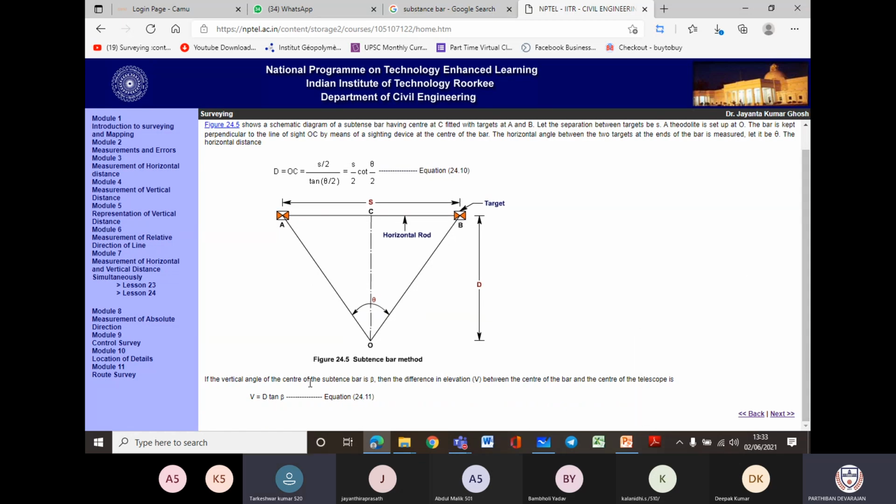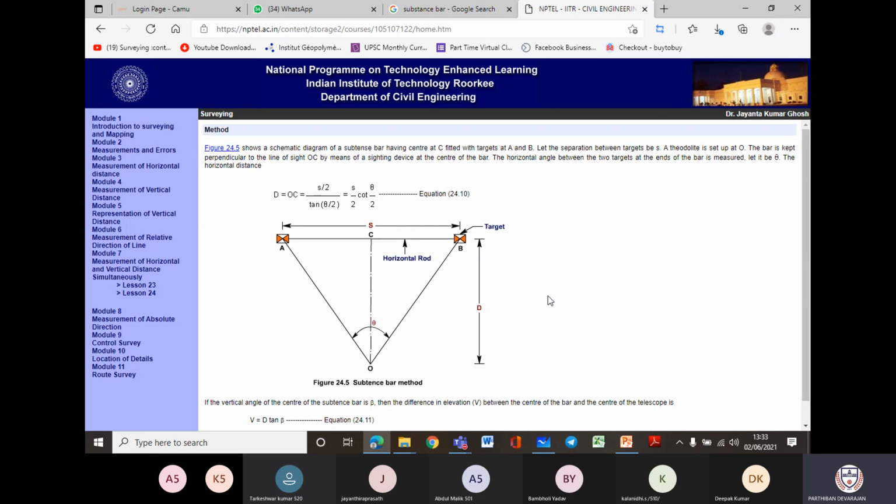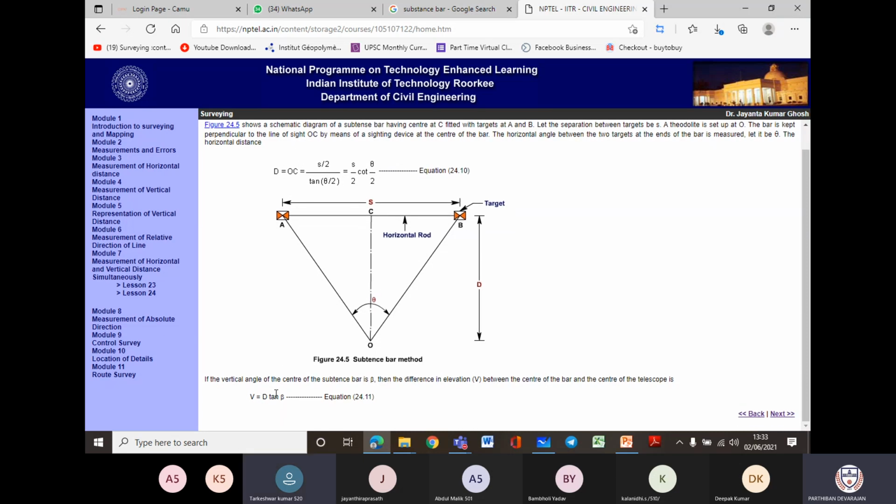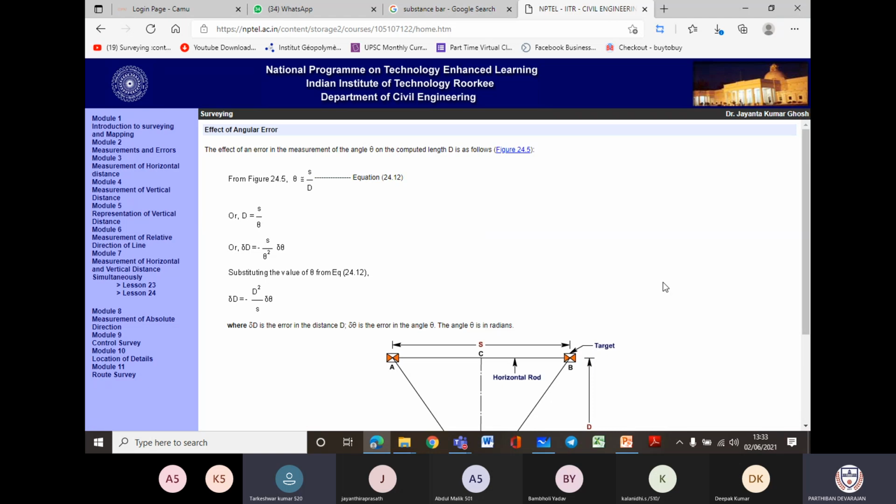If the vertical angle of the center of the substance bar is beta, then the difference in elevation V between the center of the bar and the center of the telescope is V equal to D into tan beta. How do you calculate the beta value? I told you how to calculate the D value. After finding D, you need to calculate the V value. That we will discuss in the next slide.